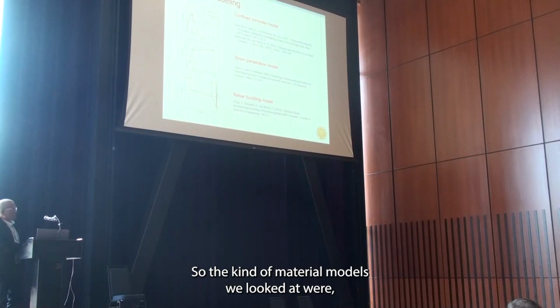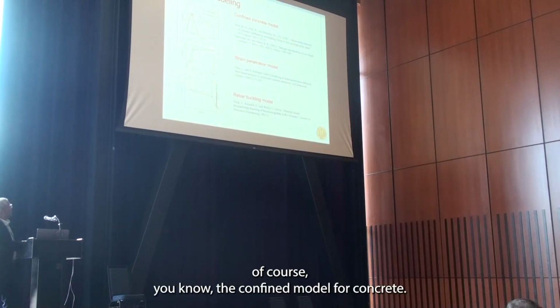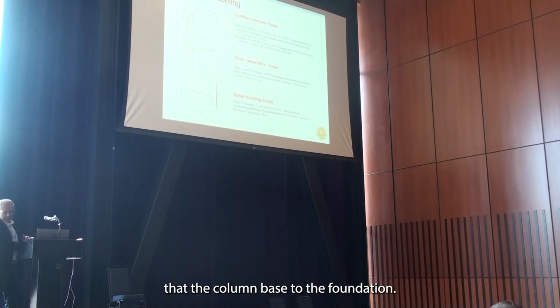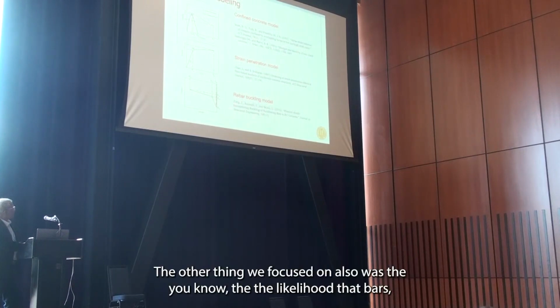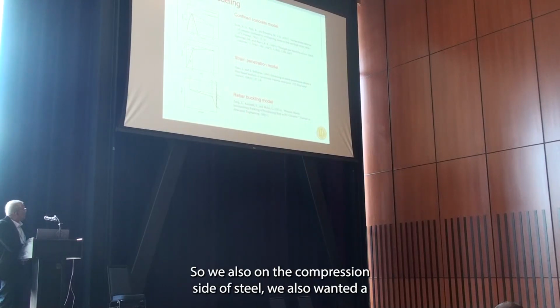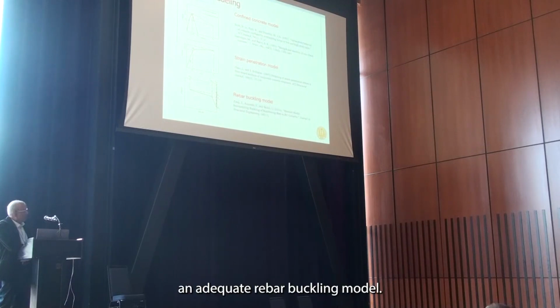So the kind of material models we looked at were, of course, the confined model for concrete, and we also looked at a strain penetration model for the column base to the foundation. The other thing we focused on was the likelihood that bars, especially in these older columns, would buckle. So on the compression side of steel, we also wanted an adequate rebar buckling model.